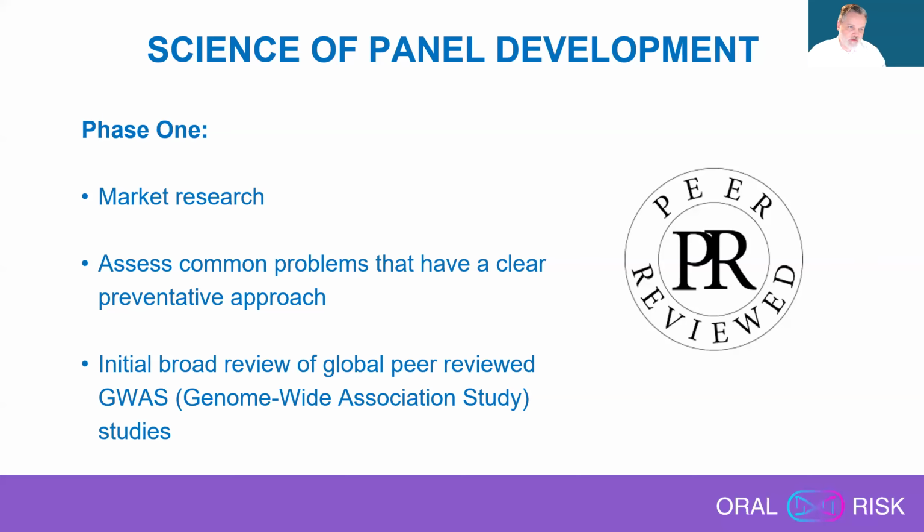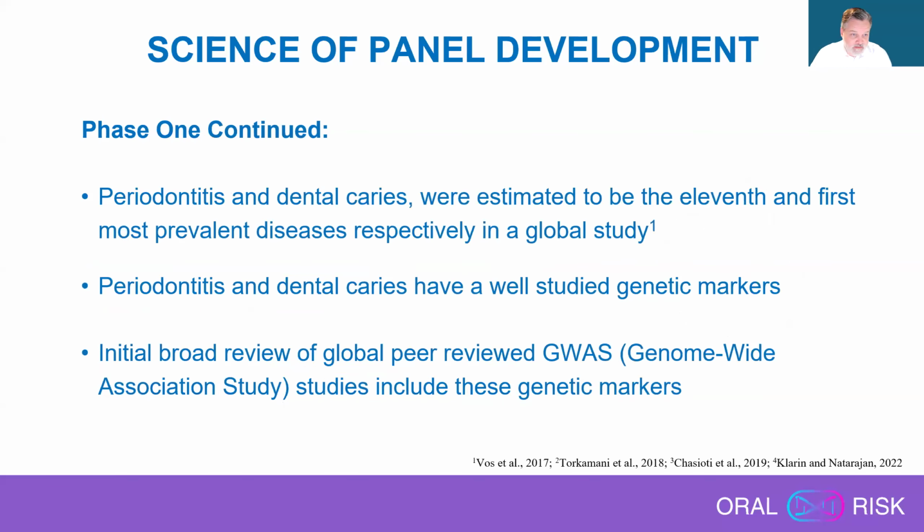So I'm going to first walk you through 3 phases. How did we get to developing this? First of all, we looked at the market research. We wanted to see if there's a problem that had clear, preventable approaches. And we also looked through global peer-reviewed studies for association studies in those areas. What we found is periodontal disease and dental caries are very common, among the 11th and first most prevalent diseases, looking at a global study. And as you just heard from Dr. Graham, there's a huge genetic component to this. So it is well suited for looking at it from the genetics perspective in the test.